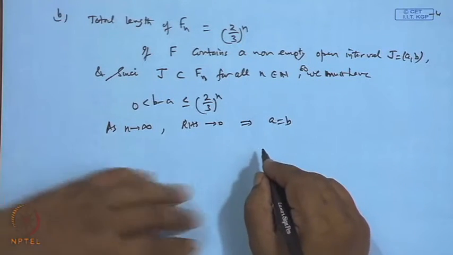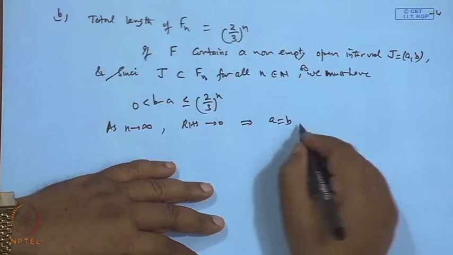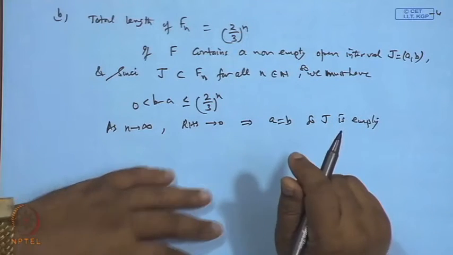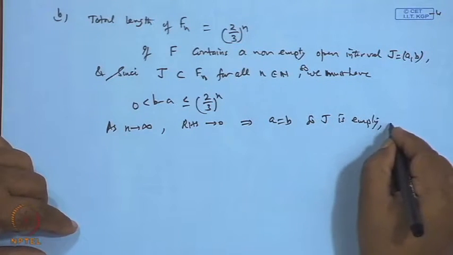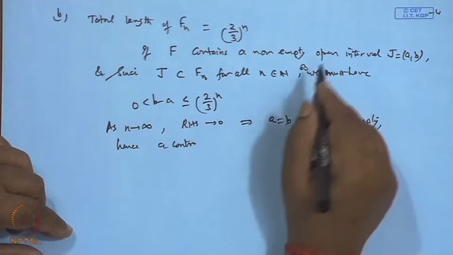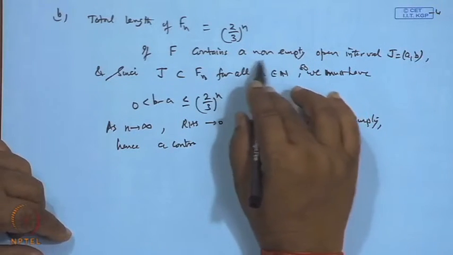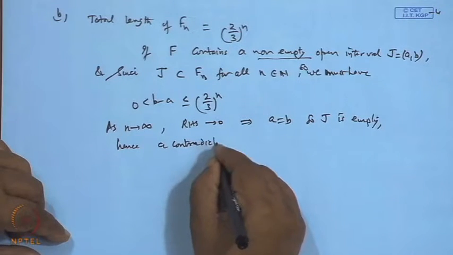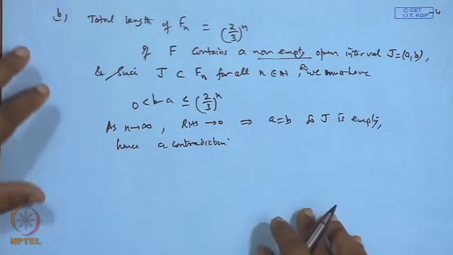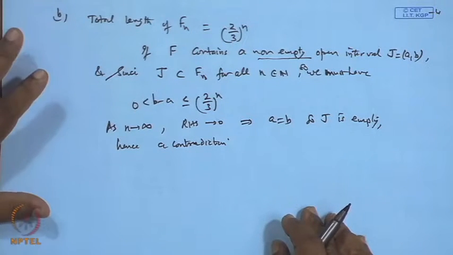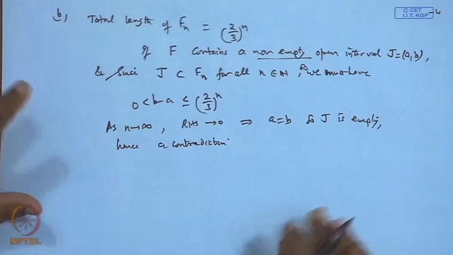It means we do not get any intersection. So, J is an empty set, hence a contradiction, because what we assumed is that F contains a non-empty open interval, which is not true. Hence, the Cantor set will not contain any non-empty open interval as a subset.